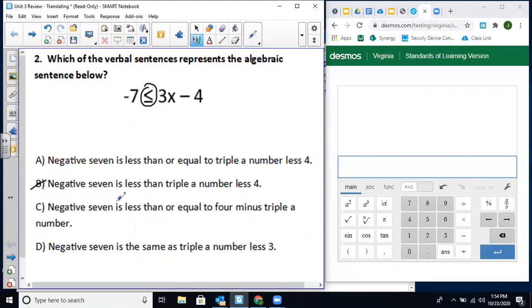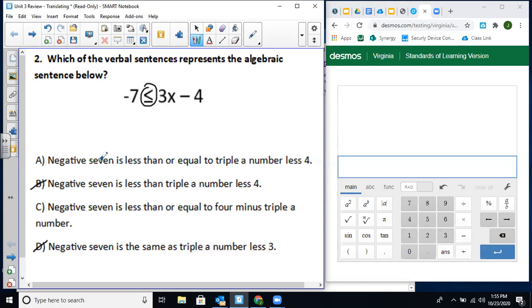Let's look at C. We have -7 is less than or equal to 4 minus triple a number. Okay, so we can keep that one. And D says -7 is the same as triple a number less 3. Well, the same as is not less than or equal to, so we can eliminate D. So now we're going between option A and option C. Now let's look a little farther into the algebraic sentence. This has 3 times a number minus 4. So let's see which one matches.